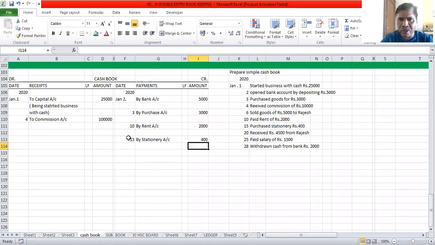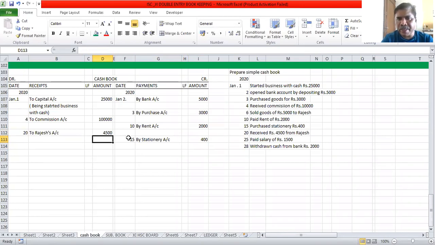Next, received 4,500 from Rajesh. So where should I record? In receipt side, debit side. Why receipt side? Because cash comes in. To Rajesh account, amount is 4,500. Being cash received.